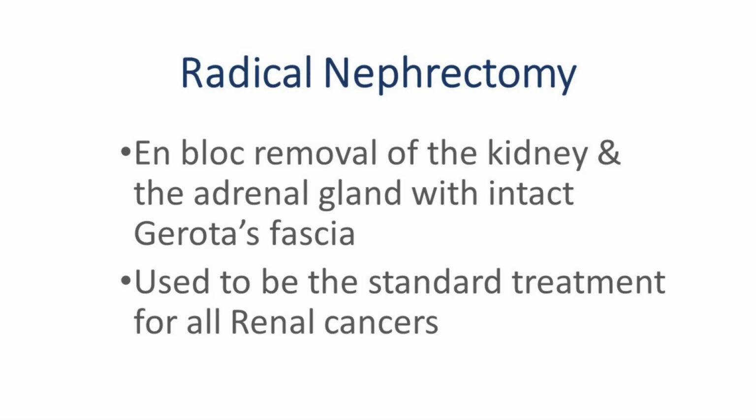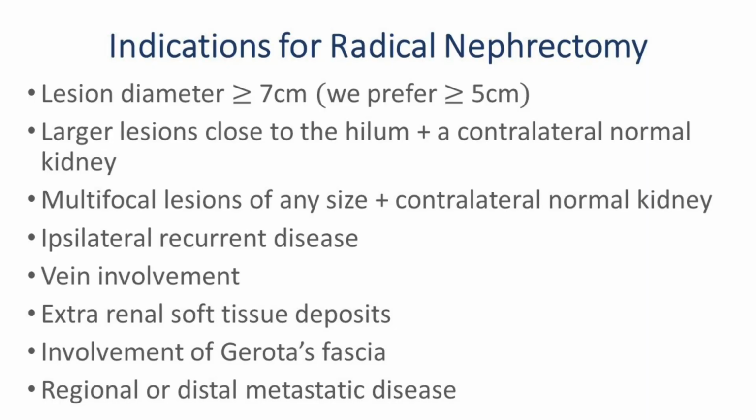First, let's talk about radical nephrectomy, which used to be the standard treatment for all renal cancers. Radical nephrectomy is en bloc removal of the kidney and the ipsilateral adrenal gland with intact Gerota's fascia. Let's look at the indications for radical nephrectomy. A malignant lesion that is larger than 7 centimeters in diameter.